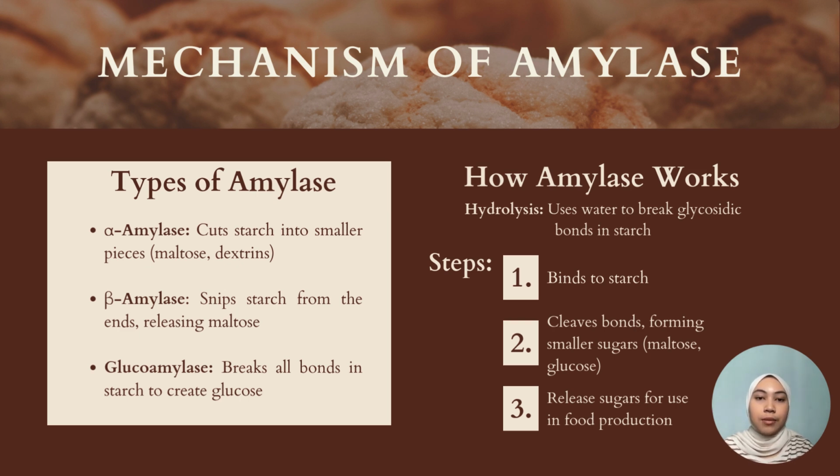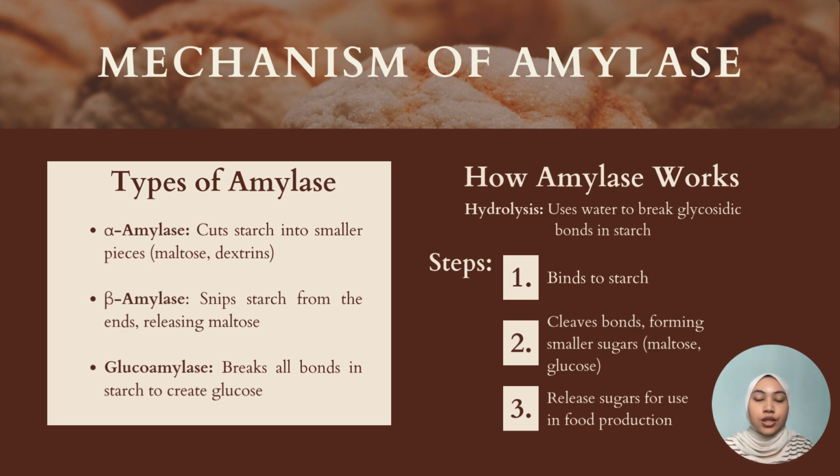Once attached, amylase acts like molecular scissors. It hydrolyzes the bonds by using the water, splitting the starch into smaller molecules. Depending on the type of amylase, alpha amylase cuts bonds within the starch chain, producing fragments like maltose and dextrins. Beta amylase works from the ends, nipping off maltose units step by step. And glucoamylase goes further, breaking both linear and branch chains to release glucose.